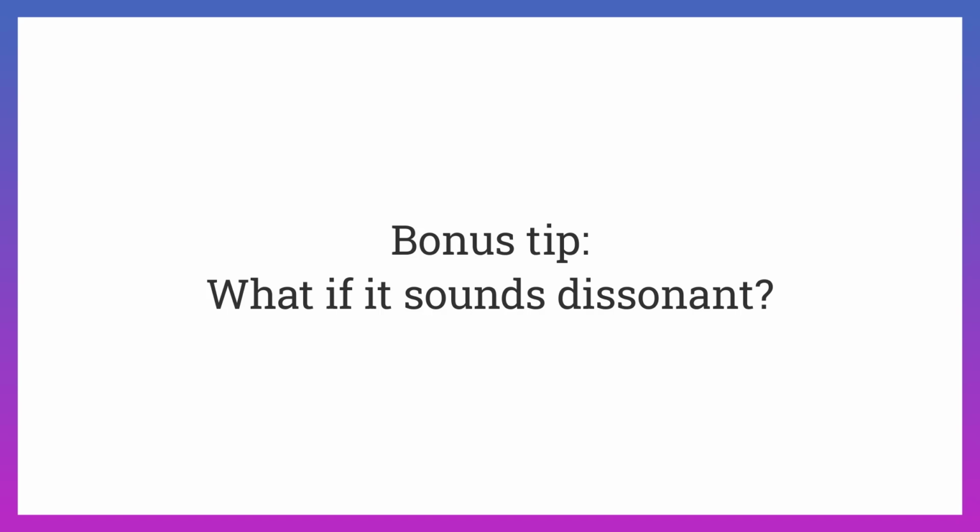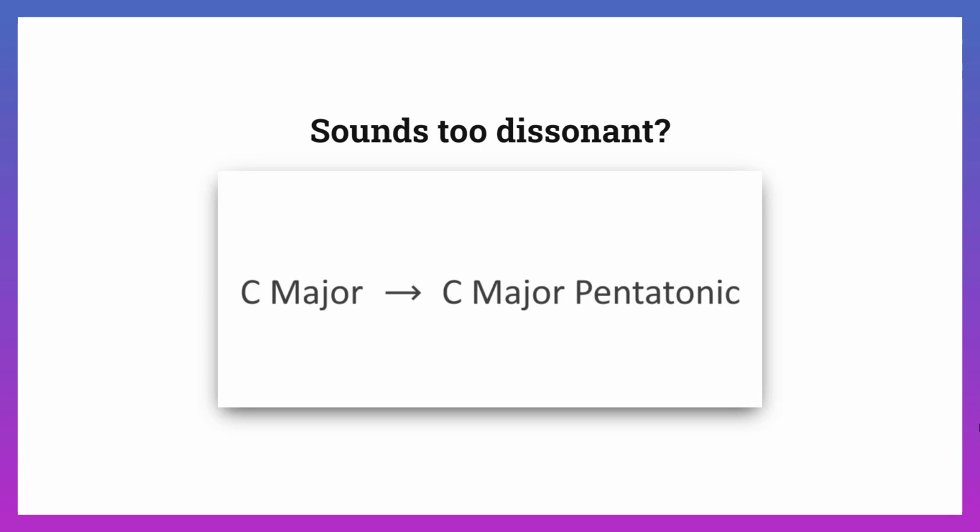Bonus tip. Sometimes the resulting melodies can sound a bit too dissonant. In this case, you can try out whether it sounds better to use only the notes of the pentatonic variant of the scale instead. For example, instead of C major, you could try out C major pentatonic. The notes of the pentatonic scale are chosen in such a way that they don't sound dissonant.